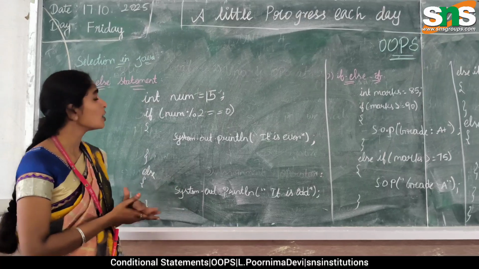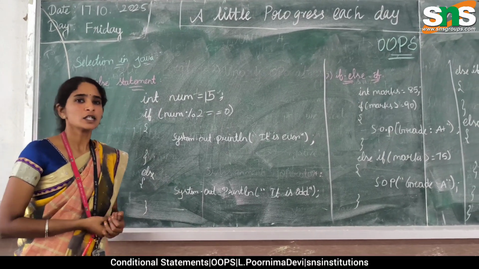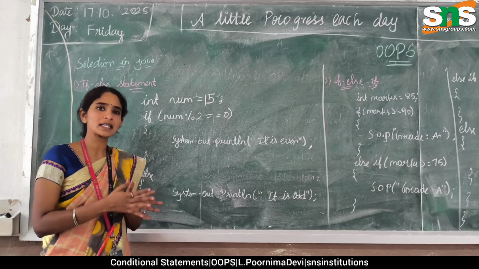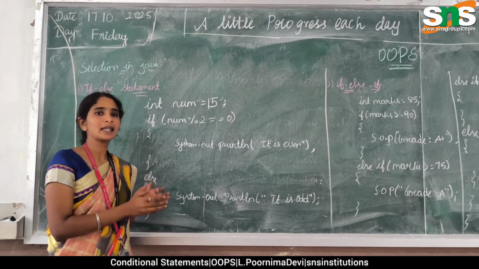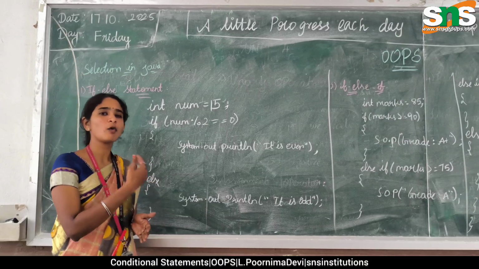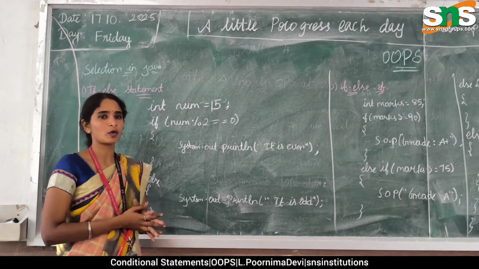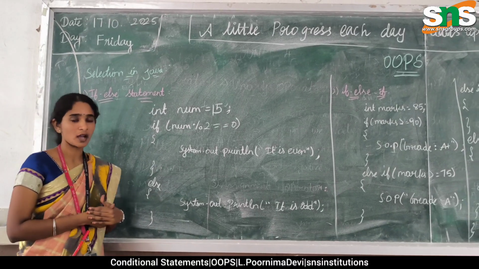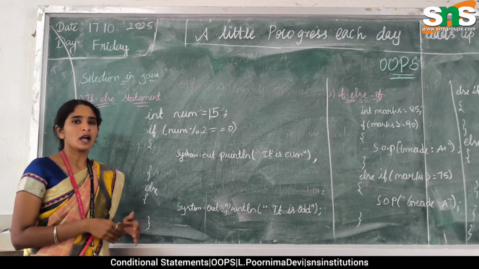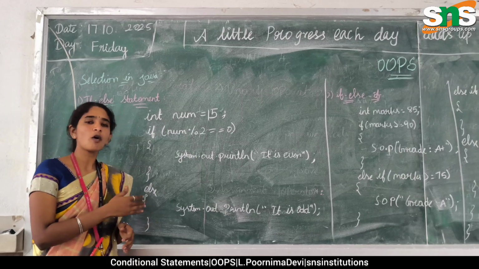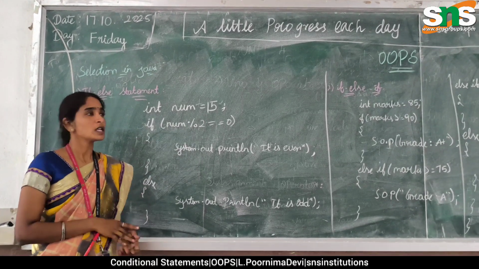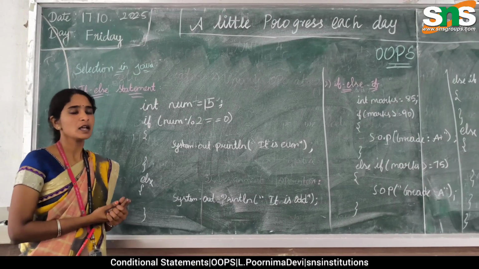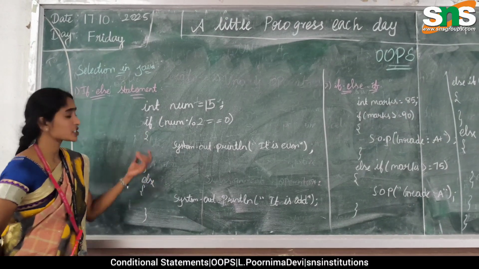Conditional statements control the flow of execution within the program. If we write a program, we have to follow the flow of execution inside the program. That's why we use selection statements in Java, to identify the flow of execution based on conditions. There are two types: selection in Java and iterations. First we see selection in Java.